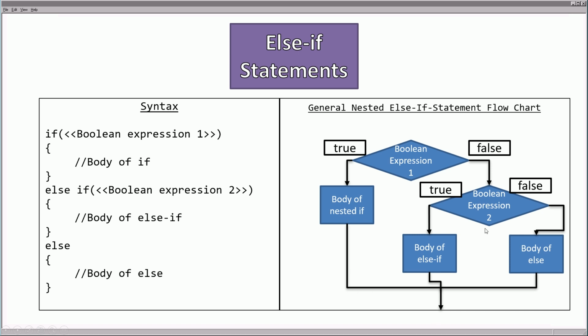The only way for an else-if to be considered is the preceding if or else-if has to be false. So if this first Boolean expression is false, then we check the second Boolean expression. Now if that's true, then we run the body of the else-if. Otherwise, we run the body of the else.